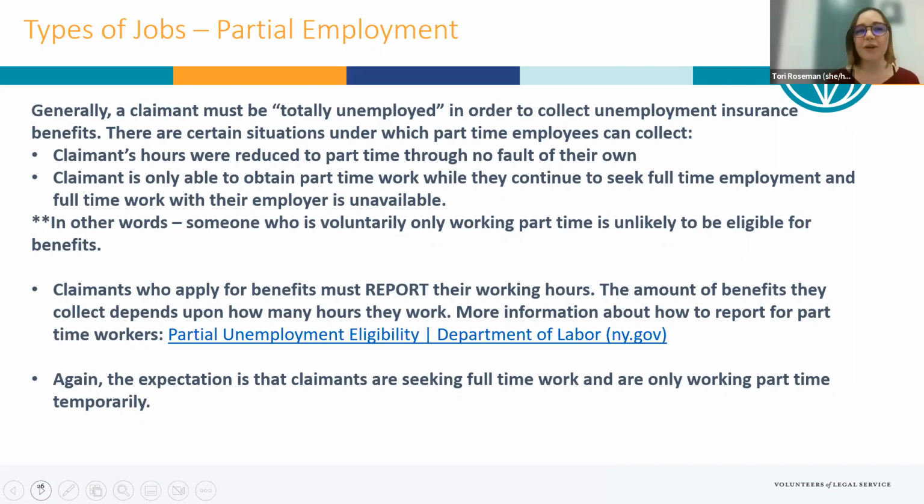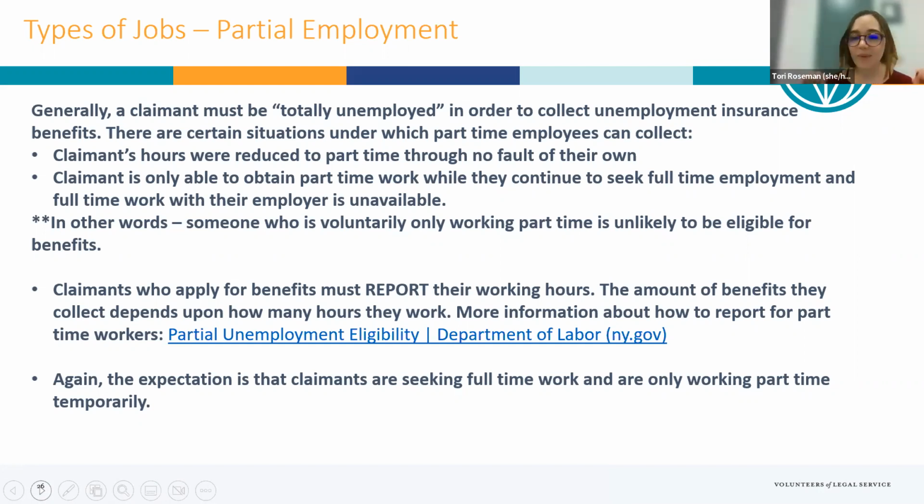The other situation that we frequently see is if a claimant becomes totally unemployed, and then in the process of looking for full-time work, they find part-time work, which we actually hear a lot. Claimants are just looking to take on any work that they can. So they might take on a part-time job, acknowledging that full-time work is not available for them elsewhere, or that full-time work is not available for them within that company. In other words, if someone is voluntarily working part-time, when they could be working full-time, they're very unlikely to be eligible for benefits.